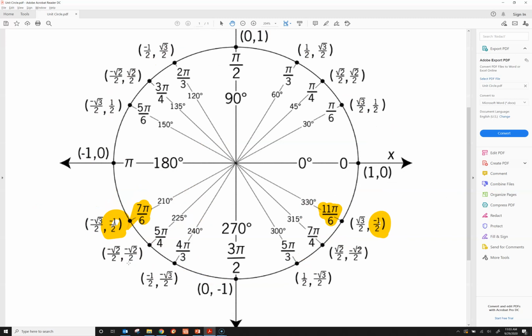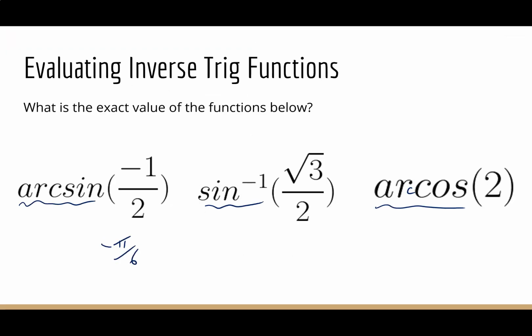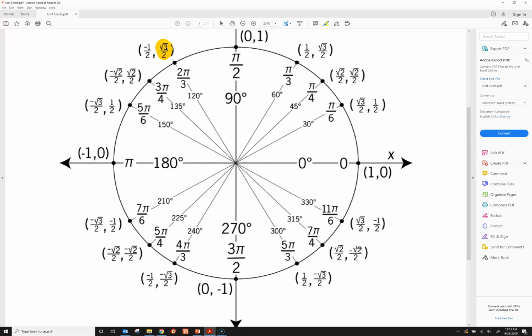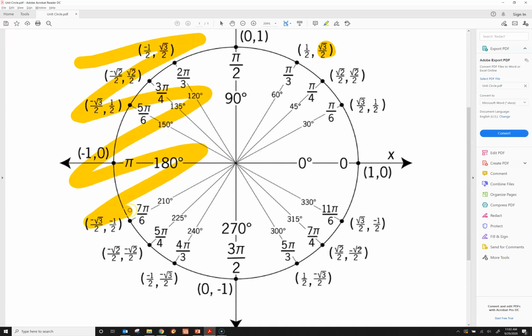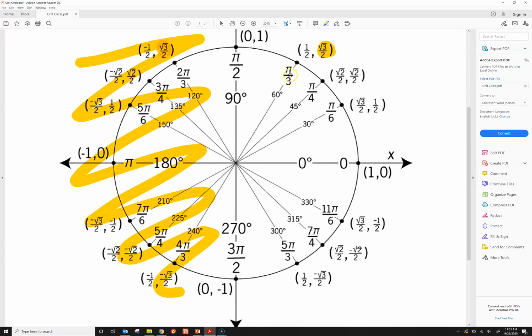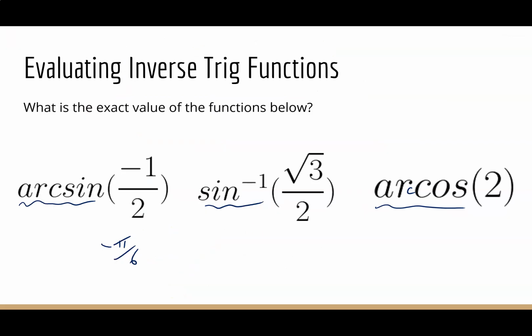Let's see, inverse sine of square root of 3 over 2. Let me get rid of my stuff. See if it'll let me do the highlighter again. Okay, so square root of 3 over 2. In the y value, we have one right there. We have one right there. However, we cannot be over here for the inverse sine, so that's our answer. And since we can get there without leaving our restricted area, we can just use that pi over 3 as our answer.